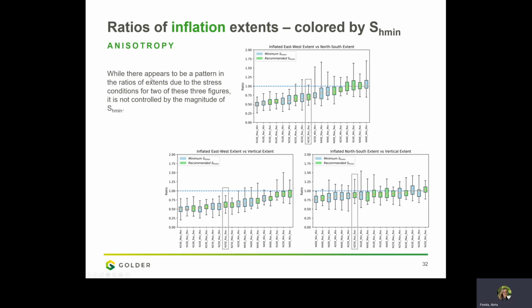And I'd say, while there appears to be a pattern in the ratios of extents due to the stress conditions for two of these three figures, it's not controlled by the magnitude of SH min. We're color coding these based on the SH min gradient, and you're not really seeing patterns that follow that color coding system.